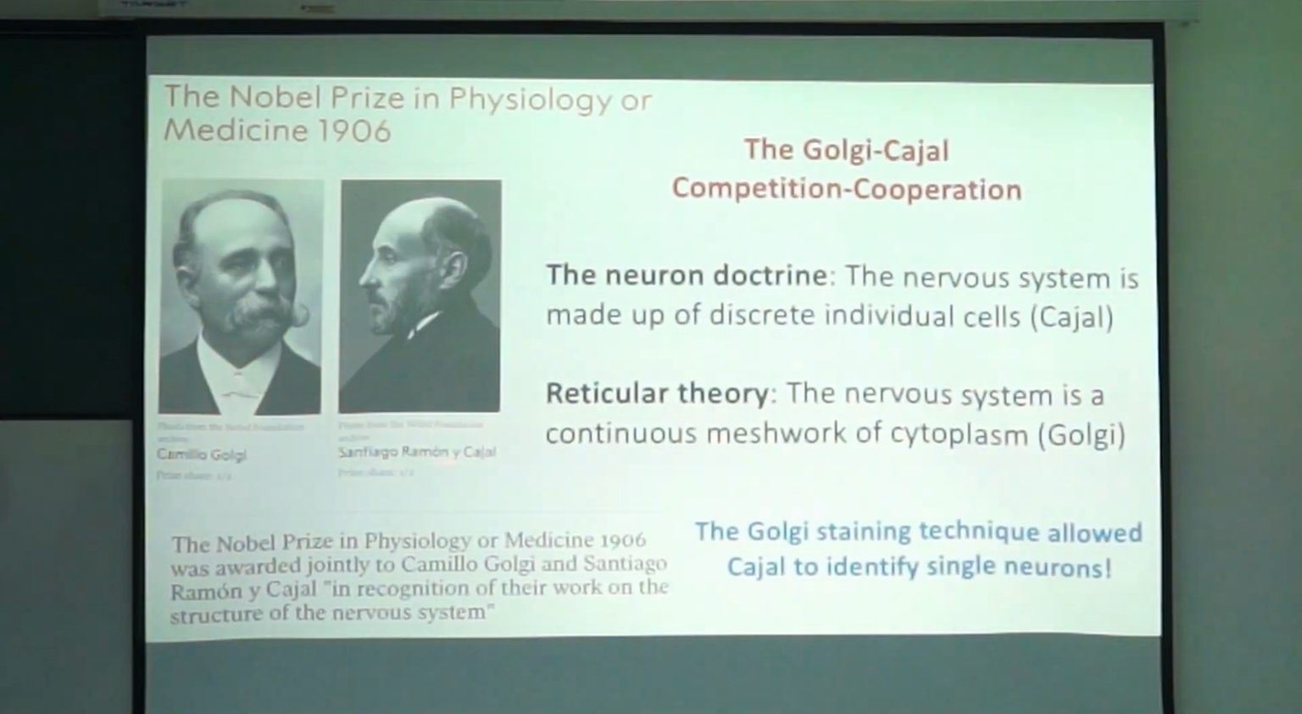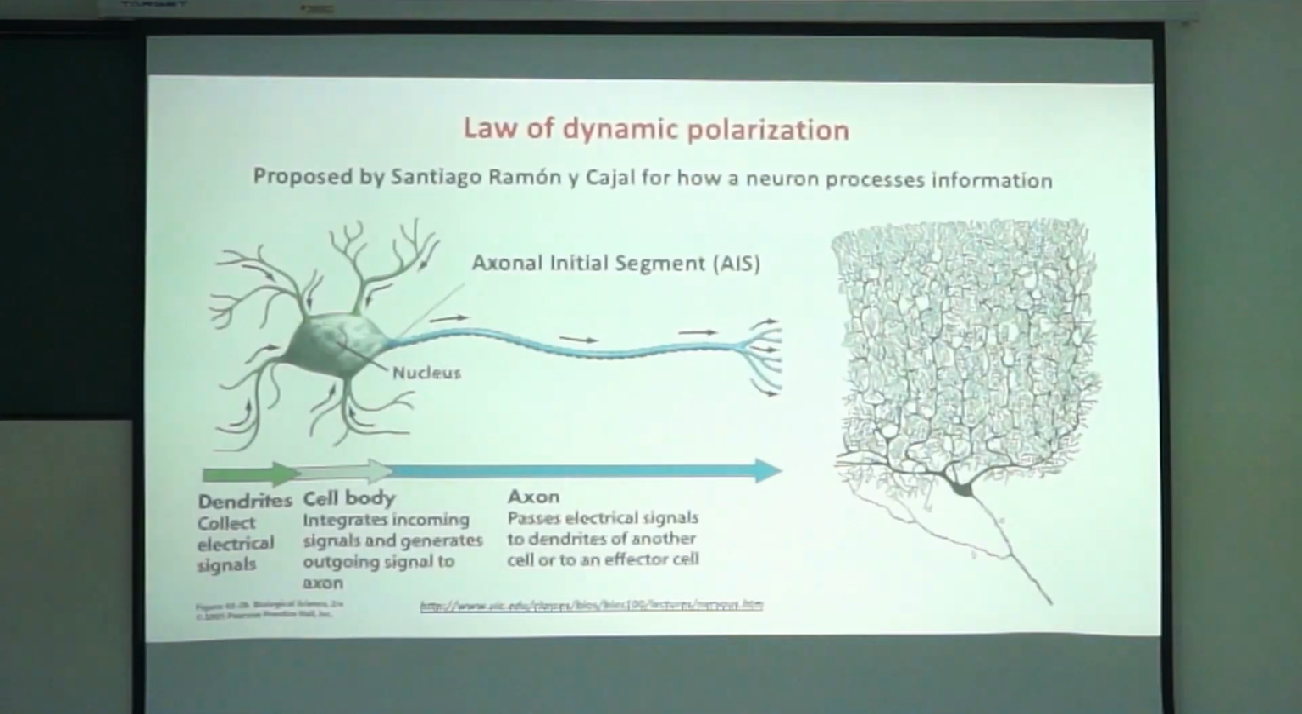So even in their Nobel lecture, you will see that they would fight with each other at that point of time. So it was Cajal who proposed the idea of the so-called law of dynamic polarization, which simply states that information flow in a neuron is unidirectional.